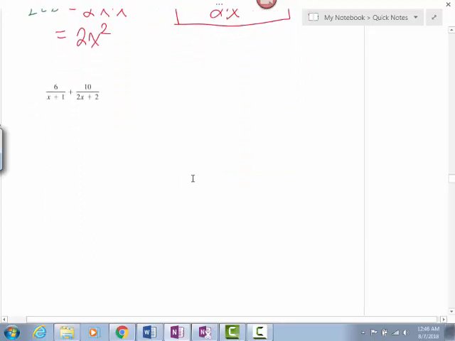Great. Let's try this next one. Again, my first step, I'm going to factor my denominators when I can. So x plus 1, well, I really can't factor anything out of that. That's just x plus 1. However, 2x plus 2, we can factor a 2 out of that. That's going to leave me with an x plus 1.